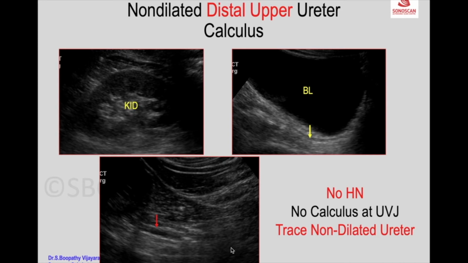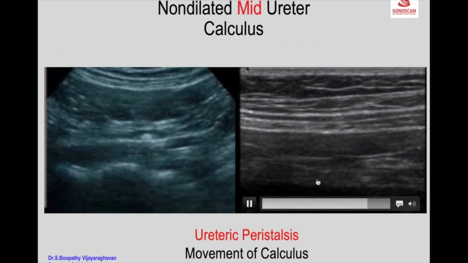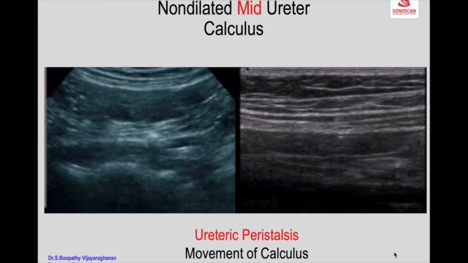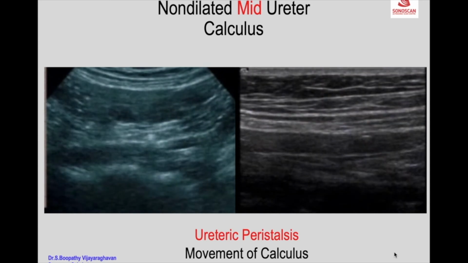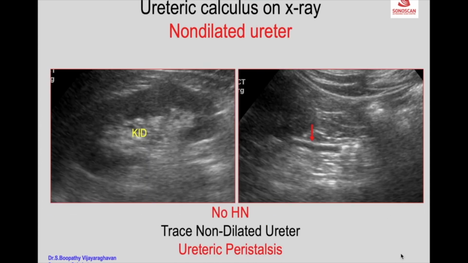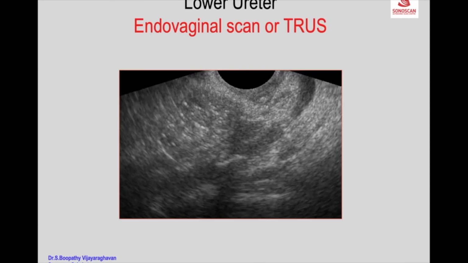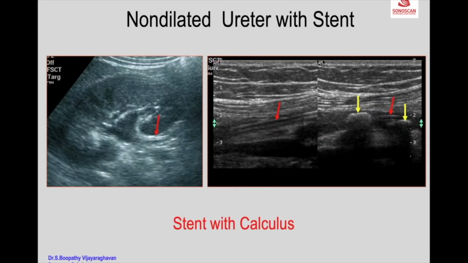So you see ureteric peristalsis around the calculus, and the calculus also moves. That confirms that it is ureteric, and you see the calculus in the upper ureter. Use an endovaginal scan or trace the stent. This particular issue comes up when a patient presents with acute pain, with or without anuria, and they put a stent temporarily.